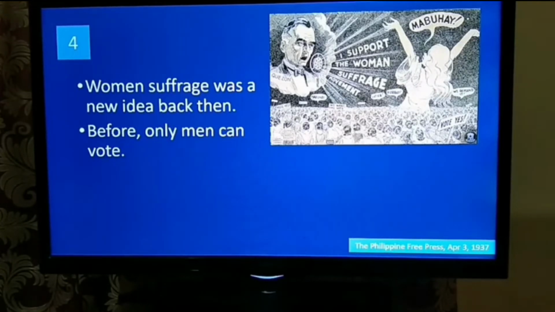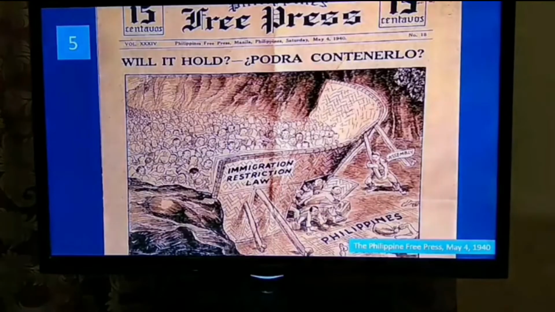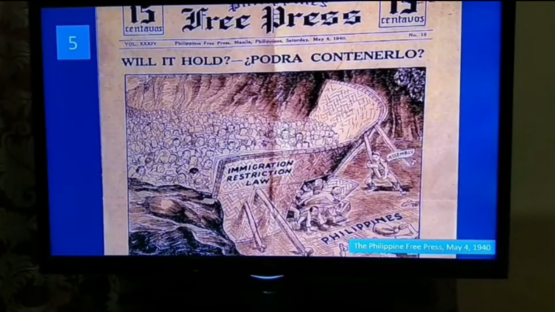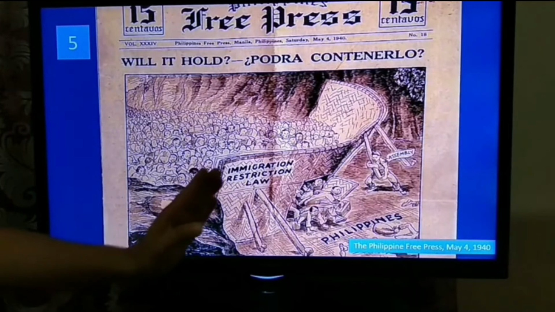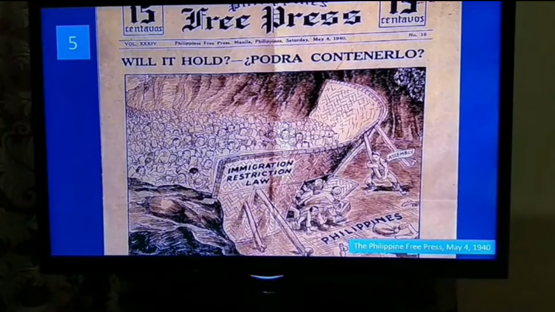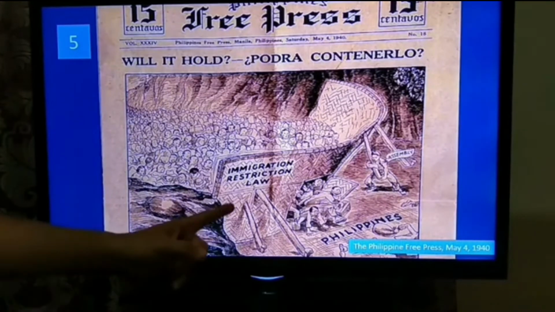Okay, now number 5, from the Philippine Free Press, it says here immigration restriction law. And what's happening? It's like a barrier or a wall, but it's not solid. It's made of sawali.